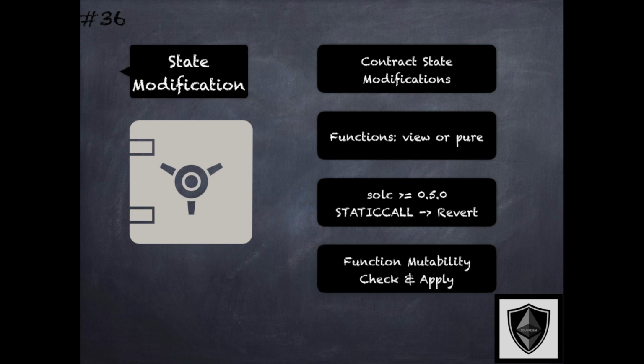So when analyzing the security aspects of contracts, it's good to pay attention to the mutability of the functions to see if they are view or pure but actually modify the contract state, in which case they would lead to reverts at runtime.